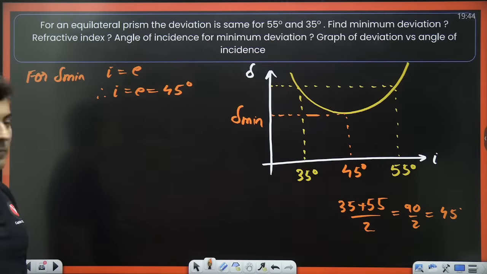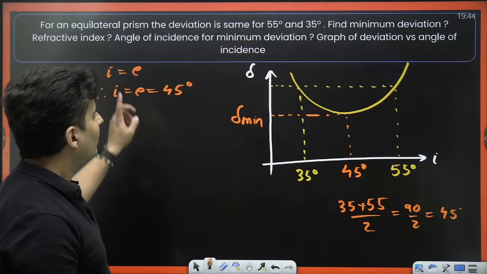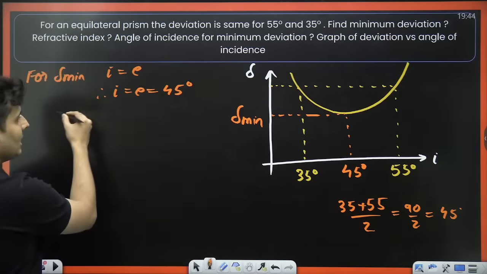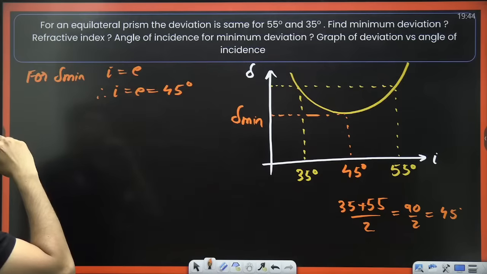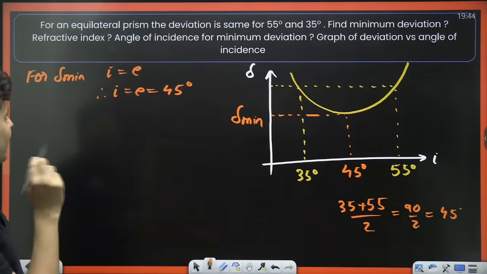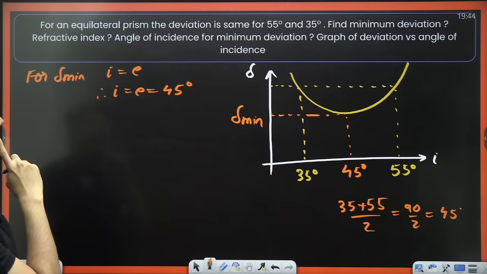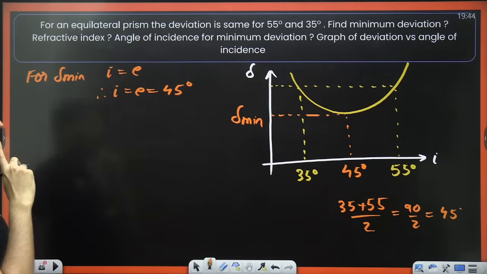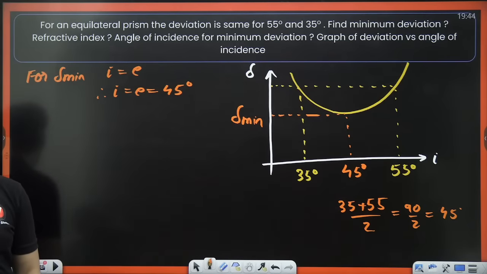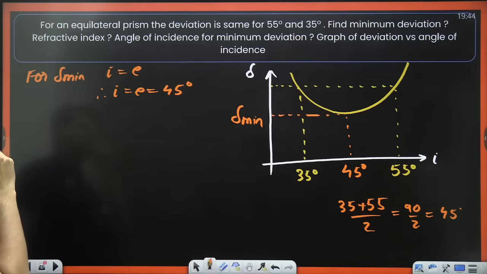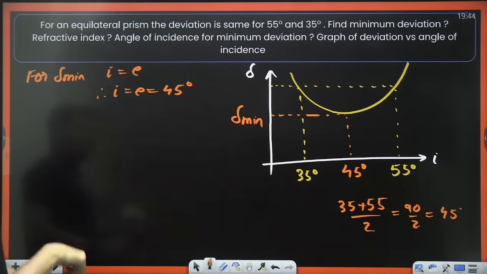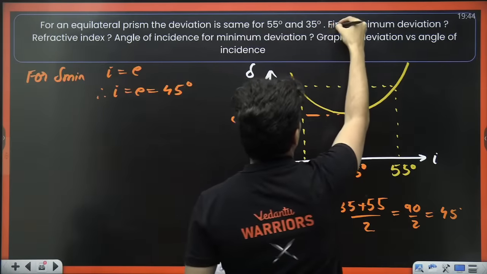Is that right, everyone? Everybody with me? So did we find the minimum deviation? Yes, we can find that minimum deviation using some refractive index formula. I think that refractive index needs to be given, or minimum deviation needs to be given. Without that, I think one of them is missing, and we will not be able to find it. I think minimum deviation needs to be given over here.